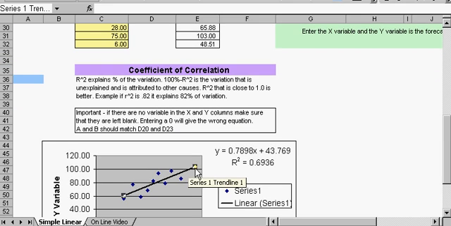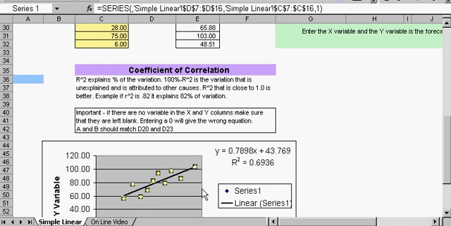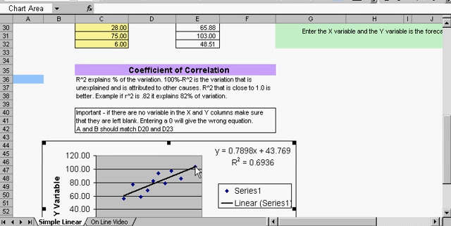Sorry, sometimes it's not cooperative. No, anyway, we saw it before. That was 75 and 103.